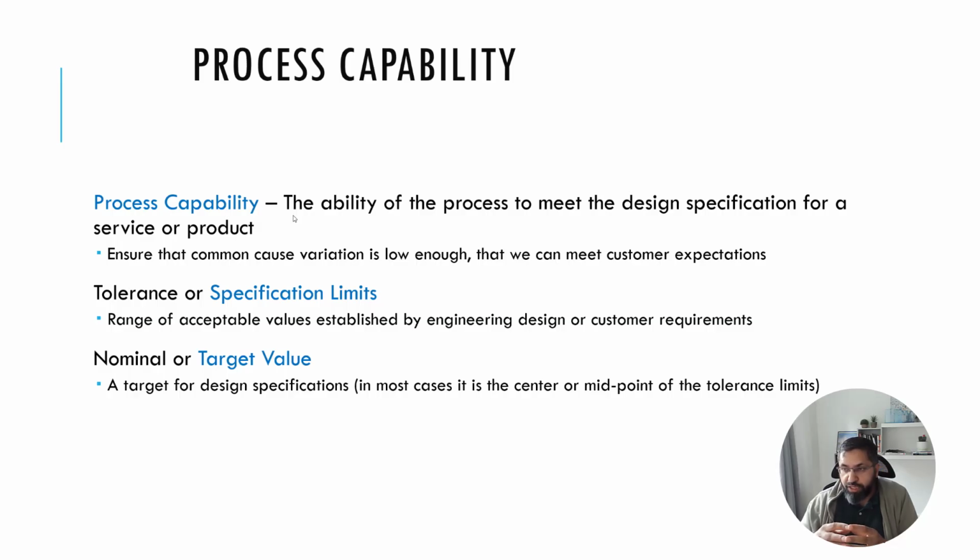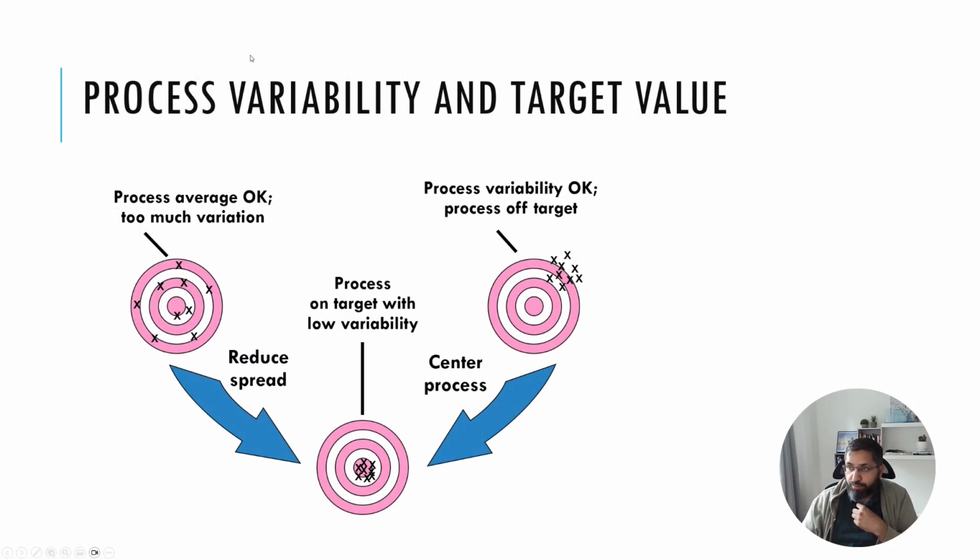So usually we're going to have a target value, okay, and it's going to be the midpoint of our tolerance limits, and some tolerance or specification limits that come from those design specs. Now, when we think of process variability and the target value, there are two things that can happen, which are shown on the left and the right targets. And then when both those things are fixed, what we get is the center bottom target picture.